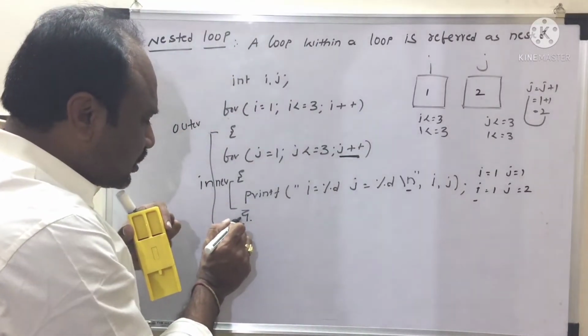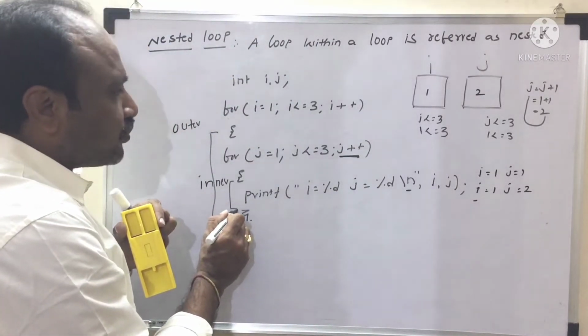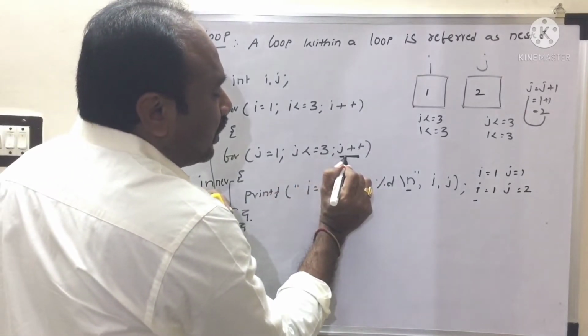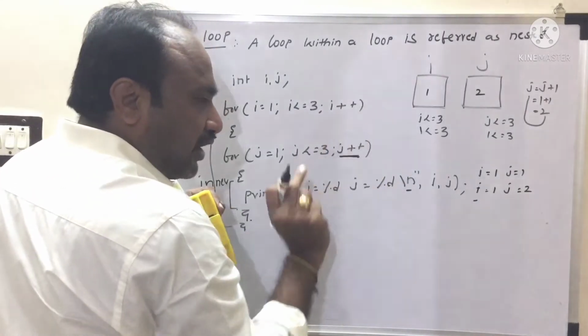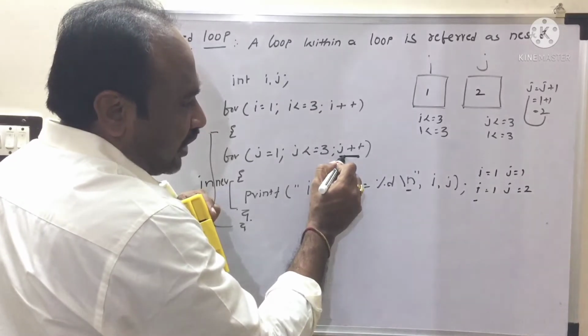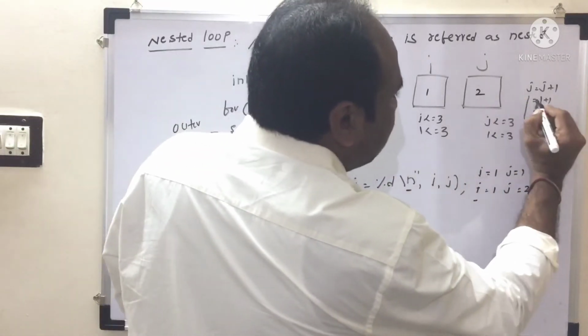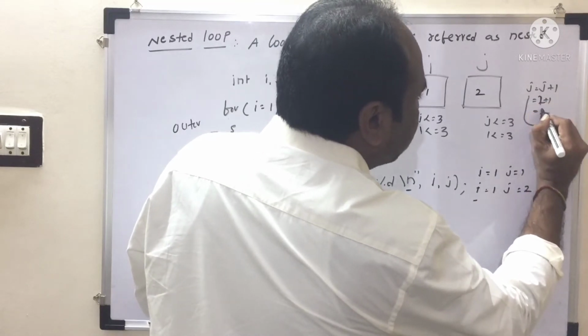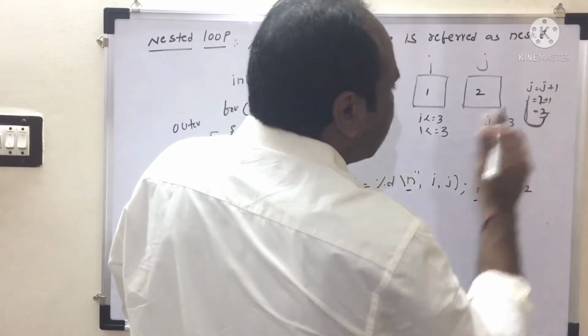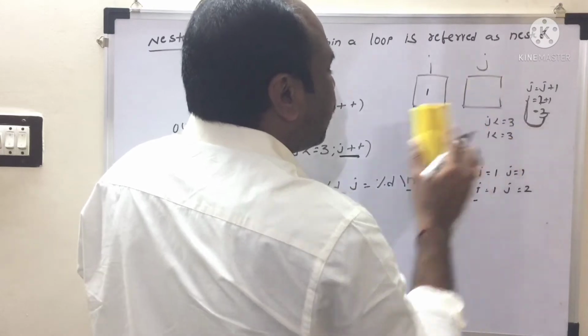Again, what? For loop close. This is the inner for loop close. Again go here, either increase the value or decrease the value. Here in this case we are increasing the value. j++, j equal to j plus 1. What is the value of j? 2 plus 1. What is the value now? The value becomes 3. Now j value becomes 3.